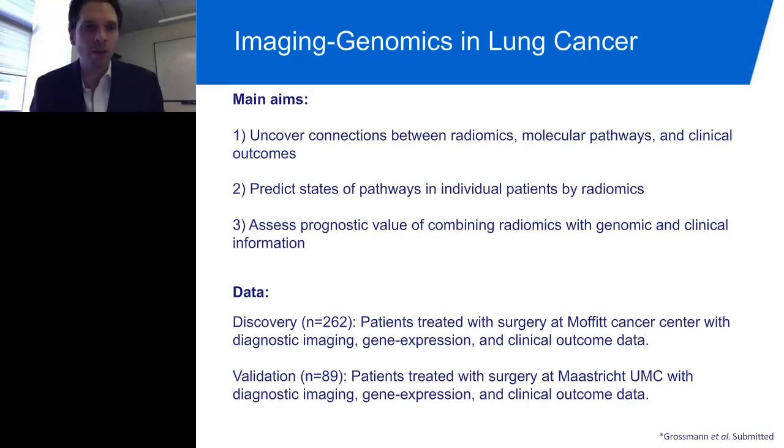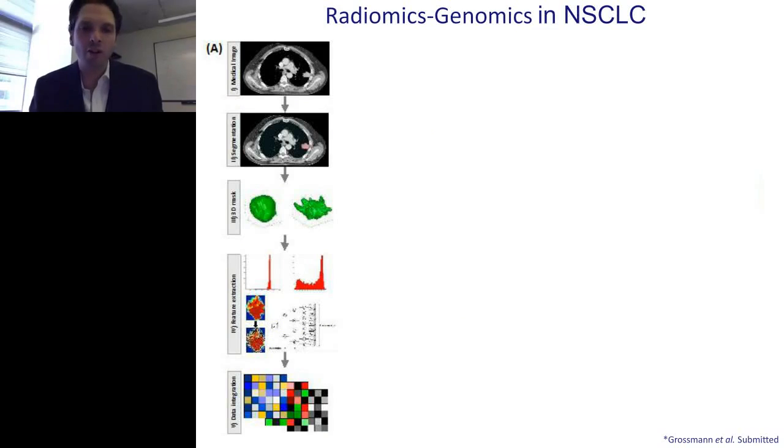Then we had an independent validation data set of patients that were treated with surgery at the Maastricht University Medical Center in the Netherlands. For all of these, we also had diagnostic imaging, gene expression, and clinical outcome, and we used this as an independent validation data set. So we used a very similar setup. At the top you have an image, we perform segmentation, we do feature extraction, and then we do a data integration where we combine radiomics data with genomic data and clinical outcome data.